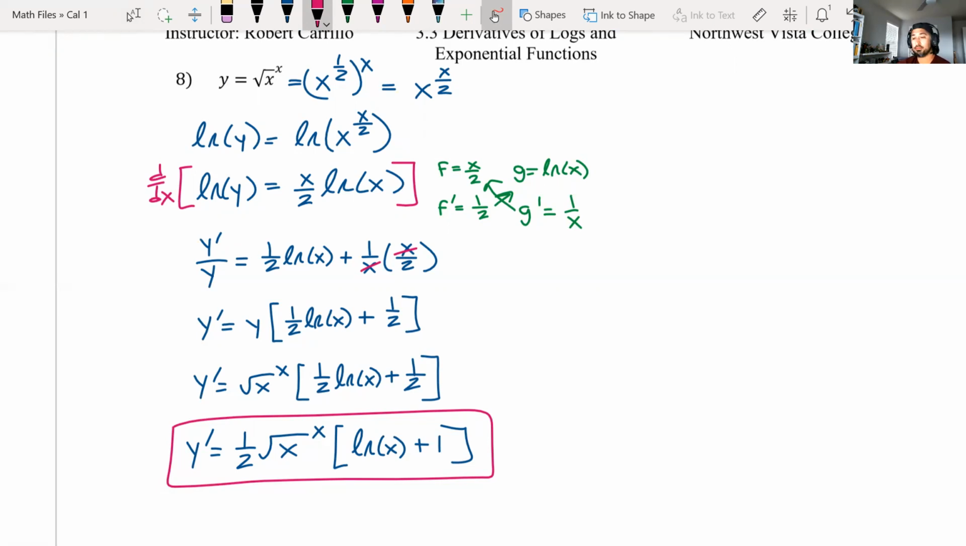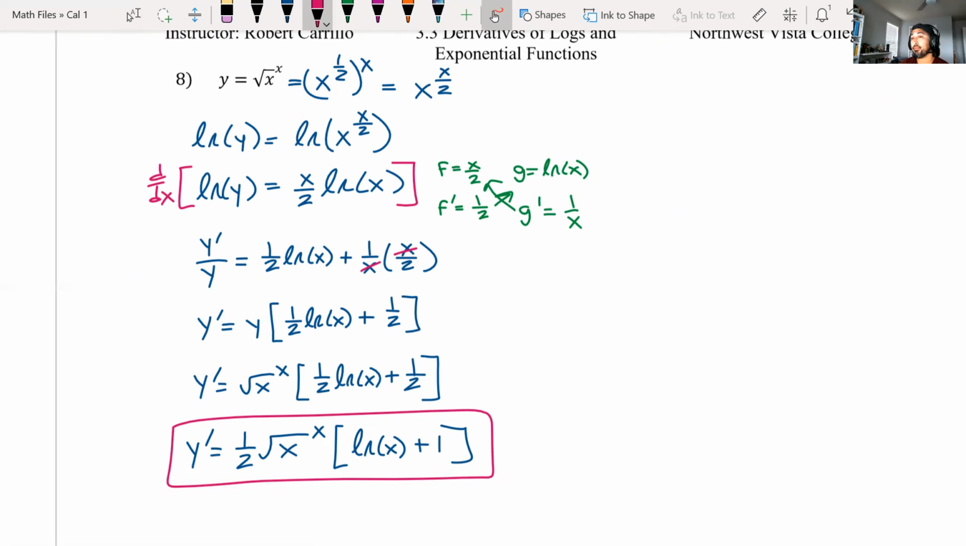Everybody good with this one? I am, but I have a quick question, and it has to do with the notes. I guess I'm really confused. How does d over dx of the natural log of y equal y prime over y? Did I miss something? Maybe I may have said it too fast.